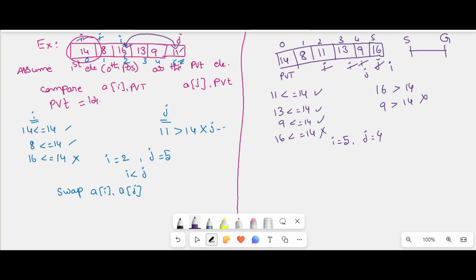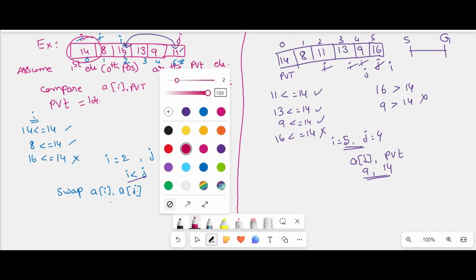If I is less than J, then swap A of I and A of J. But here I is not less than J. So then swap A of J and the pivot element. What is A of J? 9. Pivot element is 14. We have to swap these two.